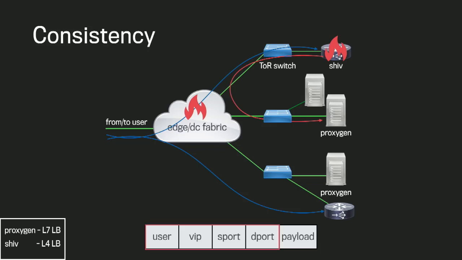But because to pick the backend, we are using only data from the IP packet itself, this 5-tuple, it's the same. So this different Shiv runs the same algorithm, and this flow will end up on the same Proxygen as before. So all these events are going to be transparent from the end user's point of view. And this gives us a huge benefit that we don't need to share state between different Shivs, because the state is basically encoded into the IP packet itself.